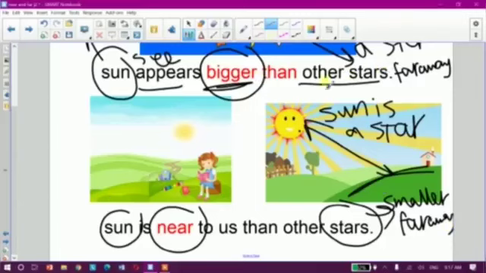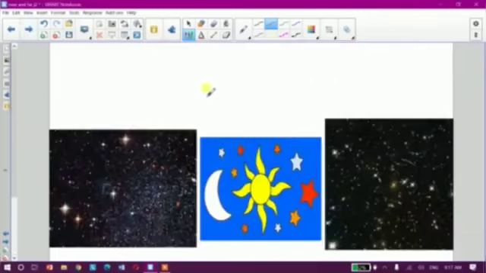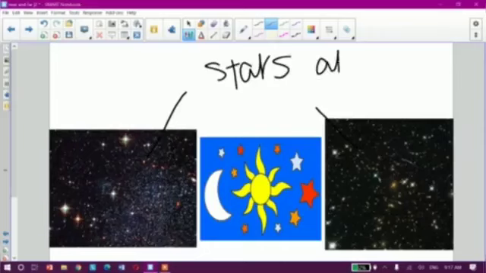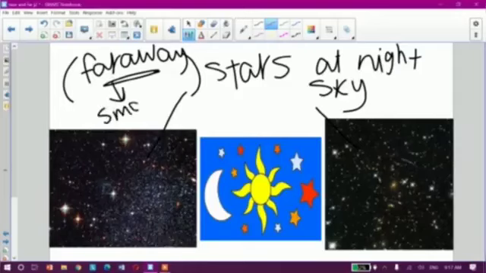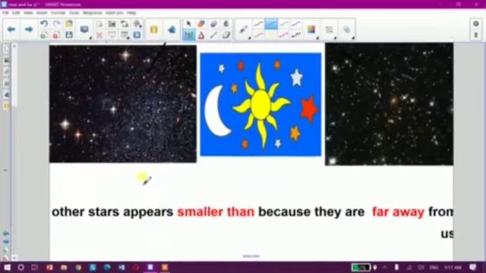Okay, could you see the difference between those? All of these stars, we see them at night in the sky, and are they near or far away from us? Yes, I hear you. Far away from us. And we said that any far away bodies are smaller or bigger in size? Smaller in size, so other stars appear smaller because they are far away.